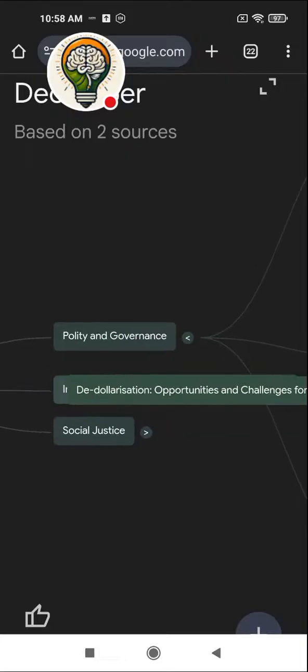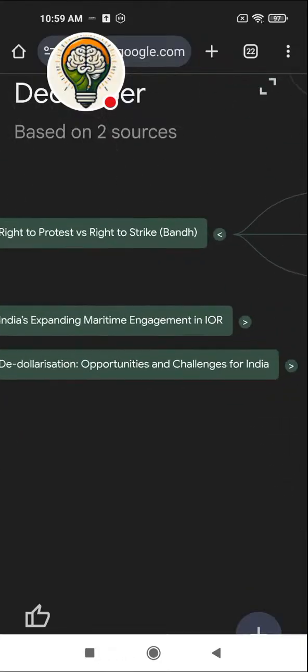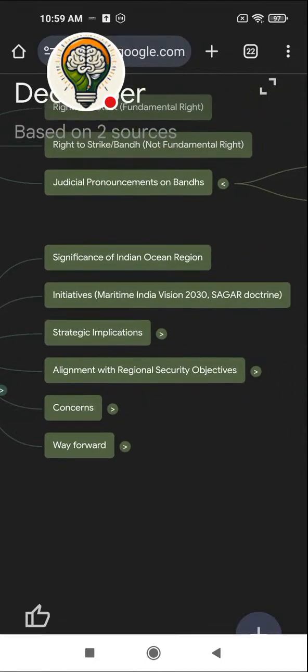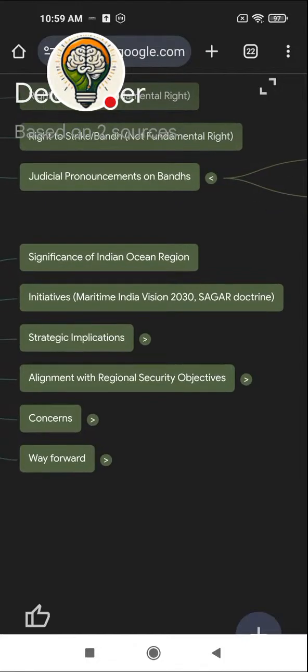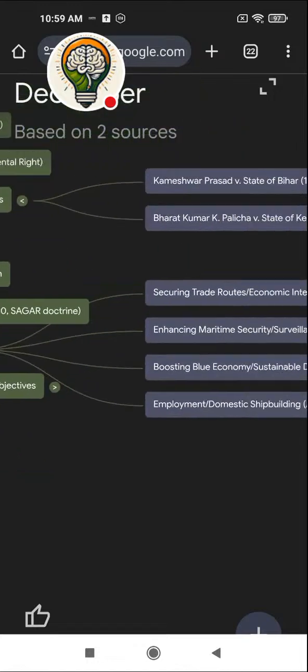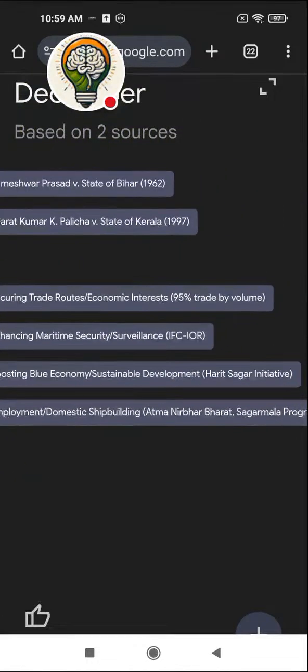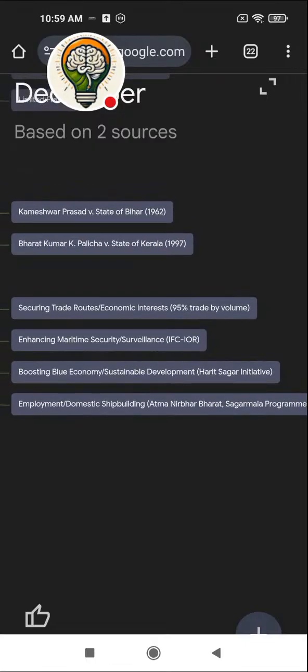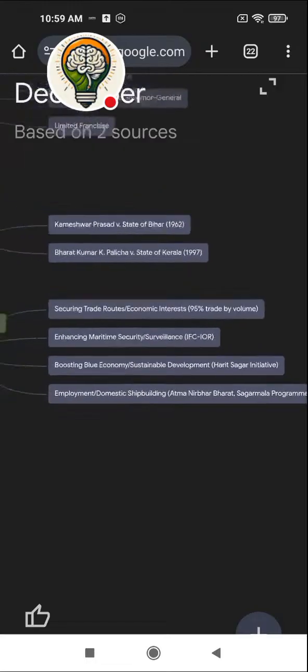Then international relations. India expanding maritime engagement in the IOR, significance in the Indian Ocean region, initiatives: Maritime India Vision 2030, SAGAR doctrine, strategic implications. So securing trade routes, economic interest, 95% trade by volume, enhancing maritime security surveillance, IFC-IOR, boosting the blue economy, sustainable development, Harit Sagar initiative, employment, domestic shipbuilding, Atmanirbhar Bharat, Sagarmala program.